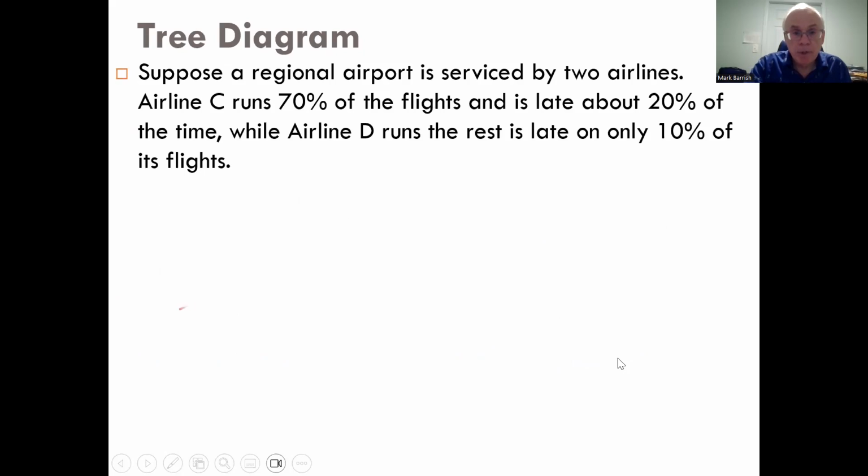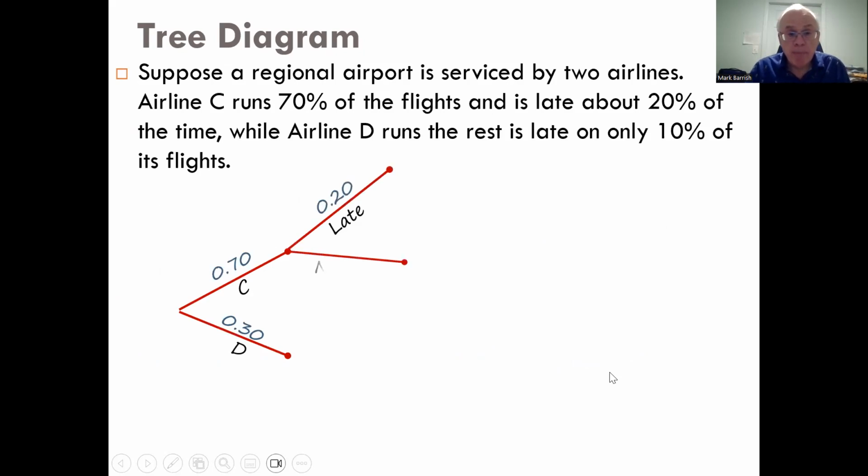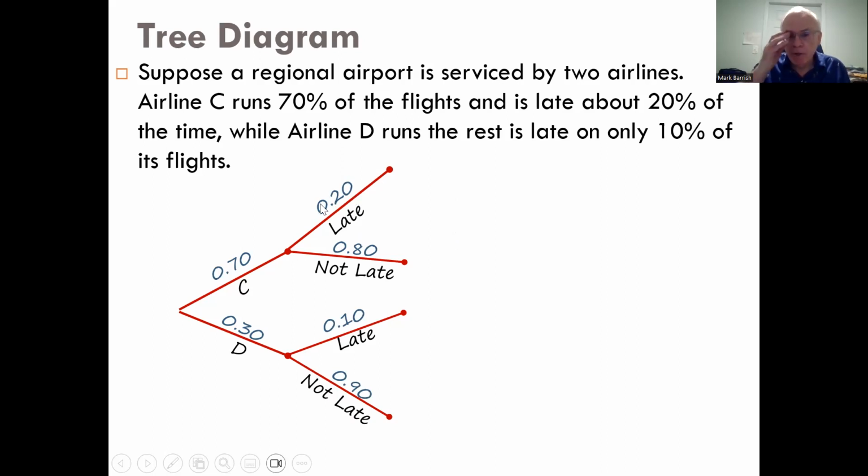And you can also use what's called a tree diagram to illustrate this. So this is how you do it. Okay, so to answer this question, what's the probability that you're late? Well, it's actually the sum of two probabilities that you'll be calculating. Now notice here in this tree diagram, you have C and D.